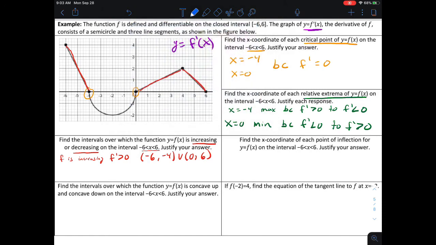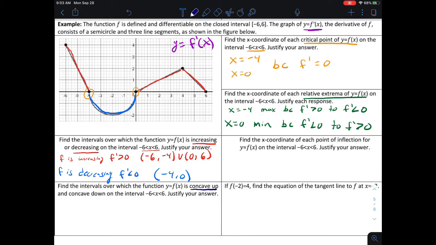And we're going to be decreasing where it's negative. And so we're going to be negative from -4 to 0, so that interval will be -4 to 0, because my first derivative is negative. That means we have negative slope and are decreasing.